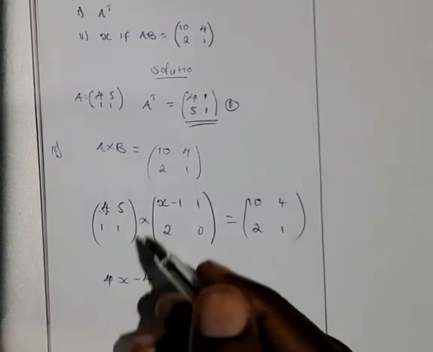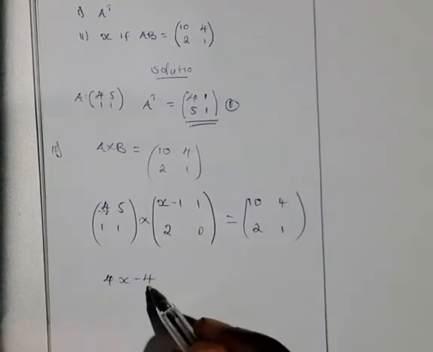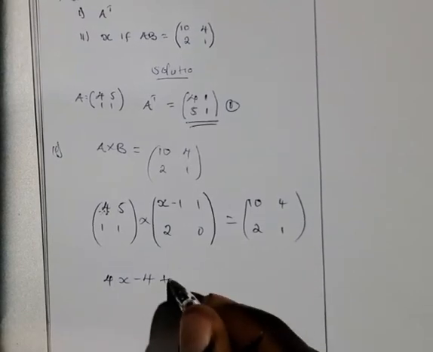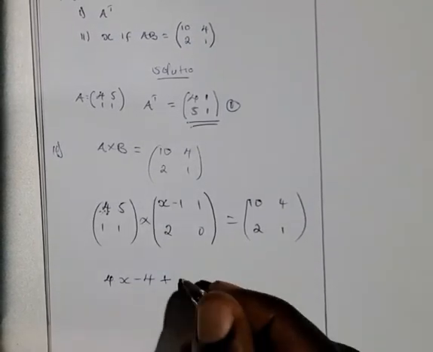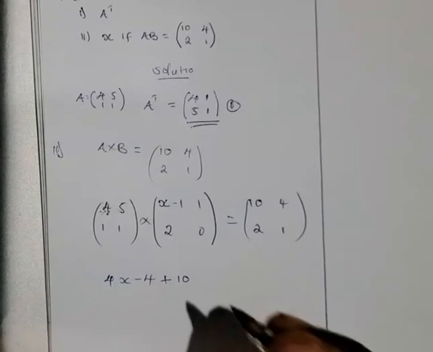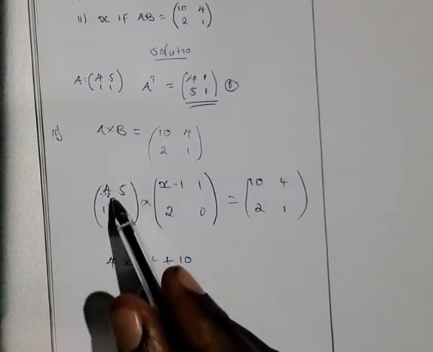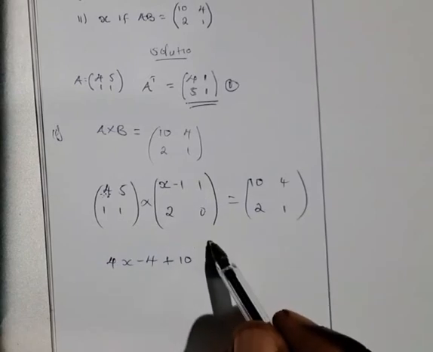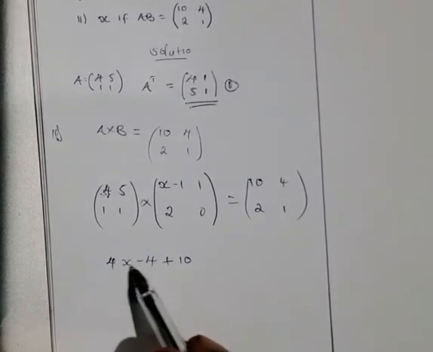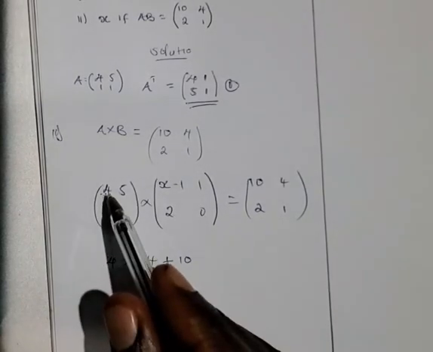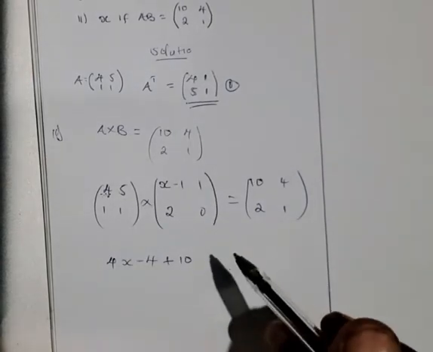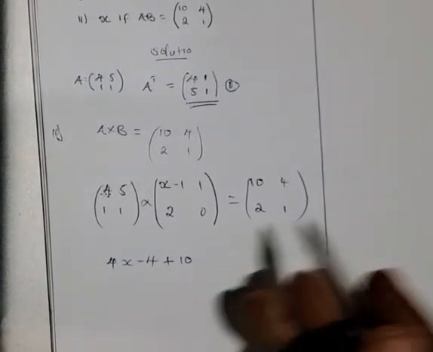4 times x minus 1, it will be 4x minus 4. Yeah, 4 times x, that is 4x. 4 times negative 1, that's negative 4. Then plus 5 times 2, that is 10, right? Then we would have gone this side, but it is a waste of time, because what we're interested in is the values that have x. When we say 4 times 1, 5 times 0, we're not going to find x there, so let's just leave it like that.